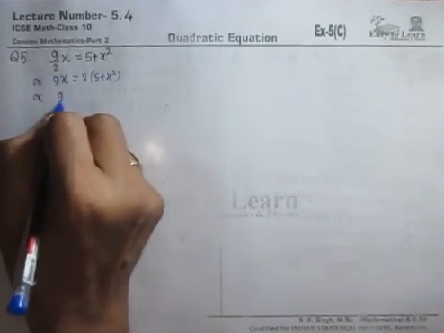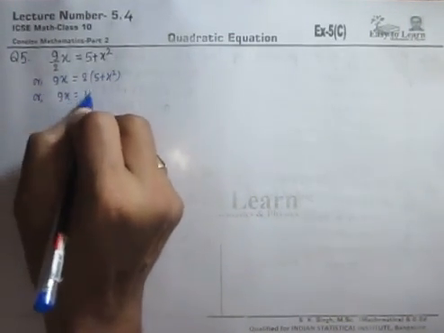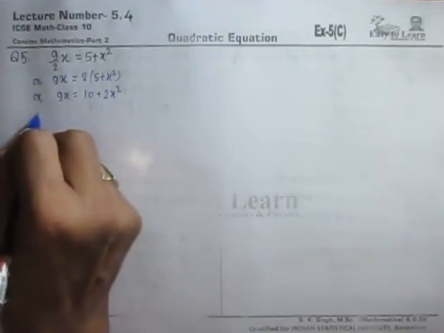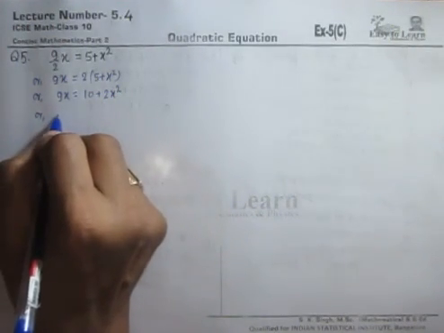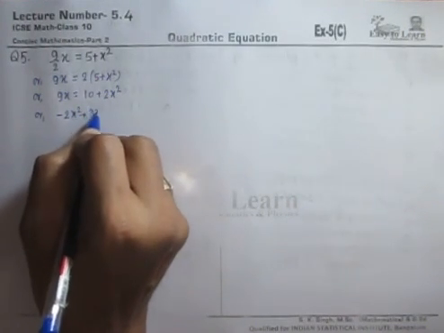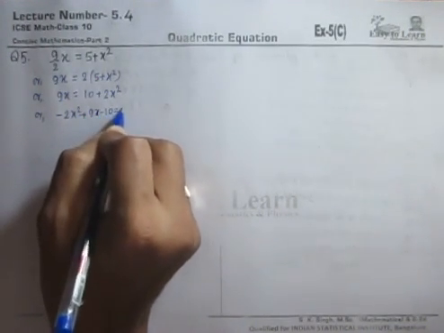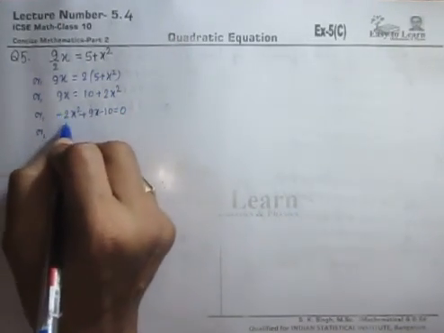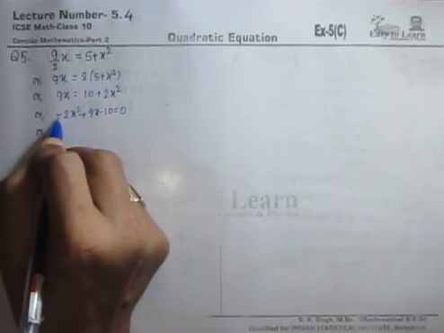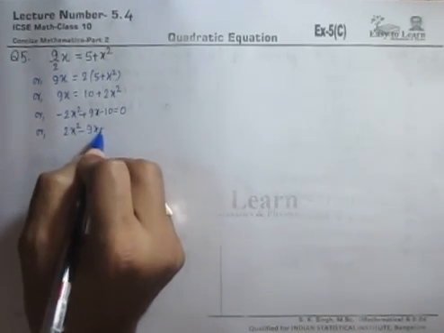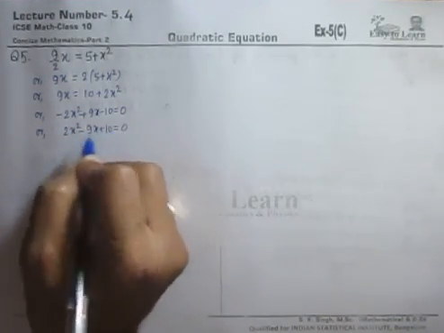Now 9x is equal to 10 plus 2x square. Shift all terms to one side, so minus 2x square plus 9x minus 10 equal to 0. And what I have said, always make a habit to keep the coefficient of x square positive. So taking minus common, it will be 2x square minus 9x plus 10 equal to 0. So this is the general quadratic equation.